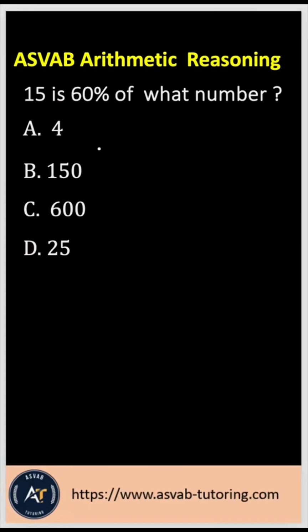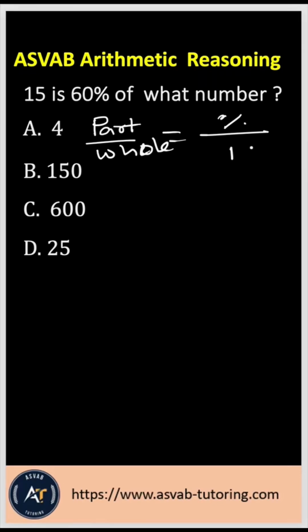Hi everyone, here is another ASVAB arithmetic reasoning problem on percentage. The problem says 15 is 60% of what number? If you want to solve any kind of percentage related problem, you could write this formula called part over whole equal percent over 100. Part is part, and "of" means the whole, so of what number means you have to find the whole.